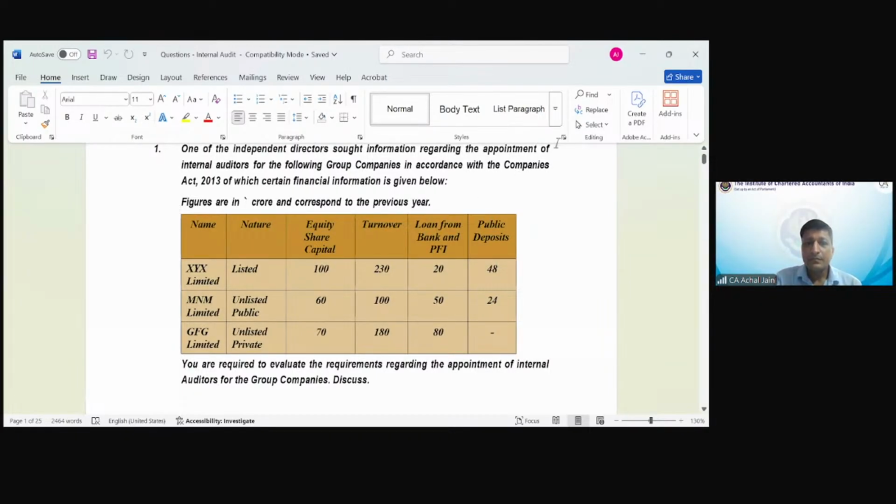Sir, for XYZ Limited, a listed company, it is compulsory, mandatory for internal audit. Very good. So XYZ is first. Okay, being a listed company, it automatically gets covered. Very good. So that's one.